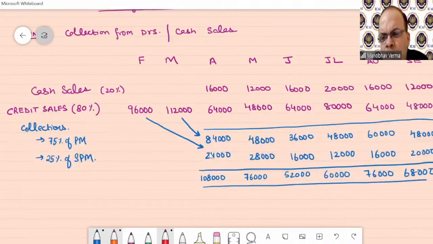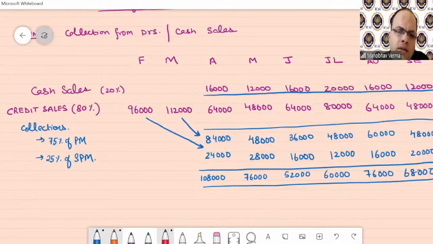So that means my total cash sales is the first top line, and then we have the bottom line as the total cash collections. Okay, so any thoughts, guys? I hope this is clear to all of you.